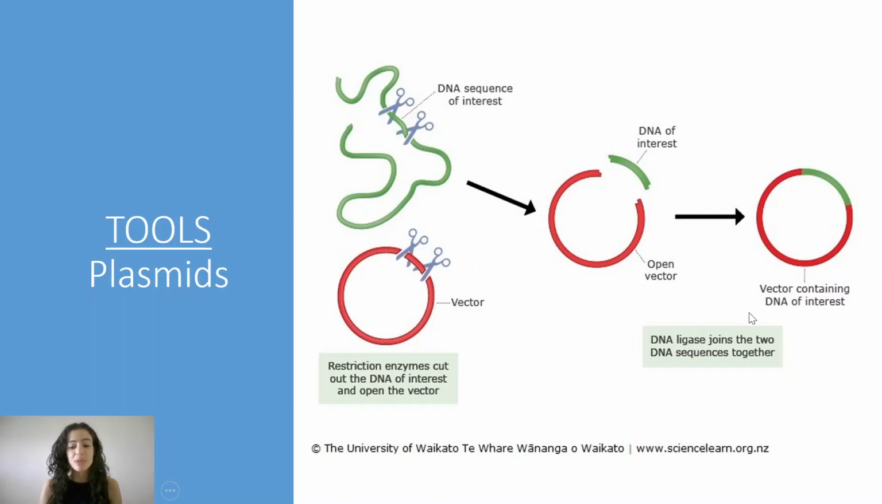And then we end up with a plasmid that has the gene of interest or the DNA of interest within that plasmid. What we can then do is put this plasmid back into bacteria, and when the bacteria undergoes protein synthesis, that gene will be expressed, like the protein will be made, and so we can have a desired result.